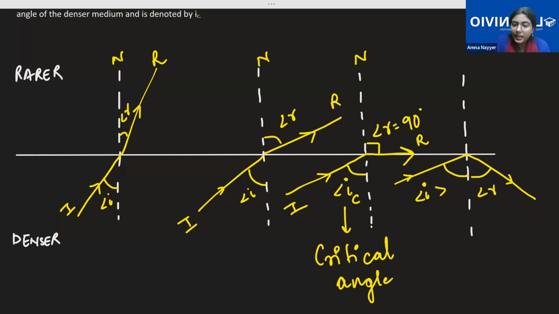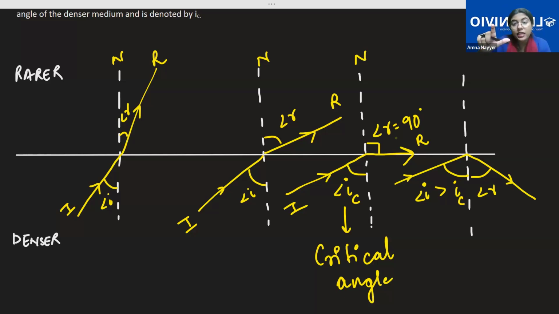So the critical angle is that angle in the denser medium for which the angle of refraction in the rarer one is 90 degrees. This is our critical angle. Now, if the angle of incidence is greater than this critical angle, meaning it has been crossed, then for the critical angle the angle of refraction was already 90 degrees. There wasn't scope for increasing the angle further.